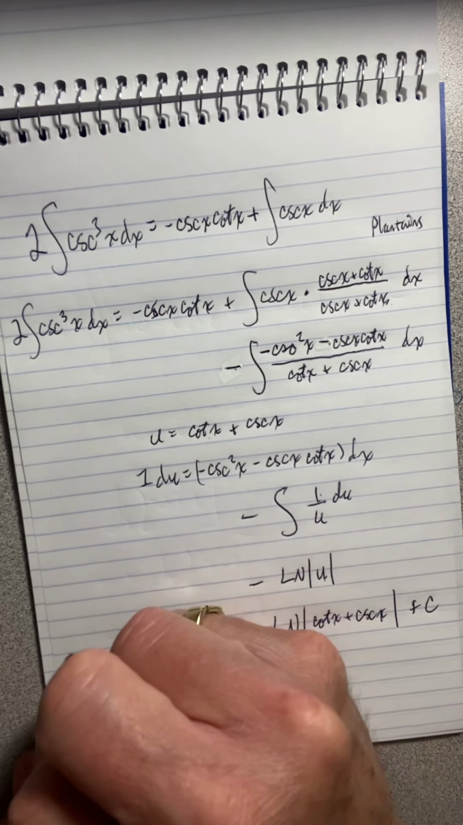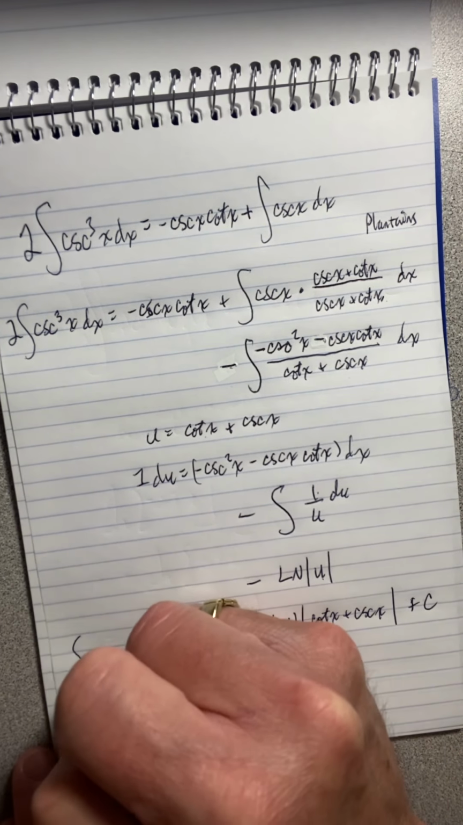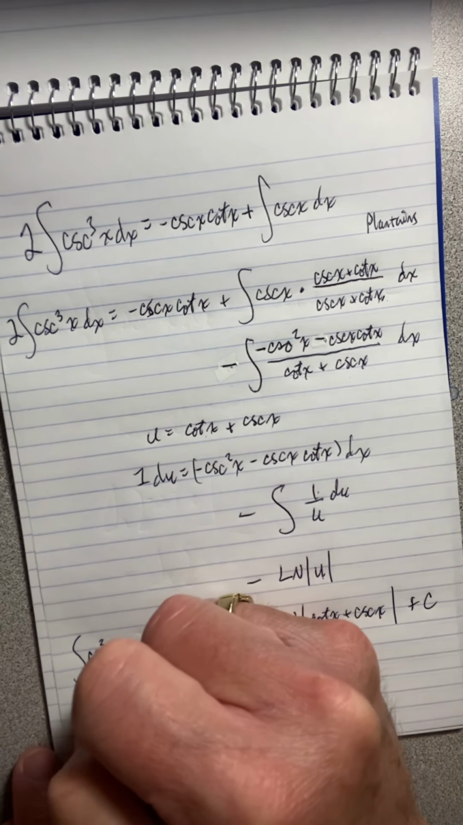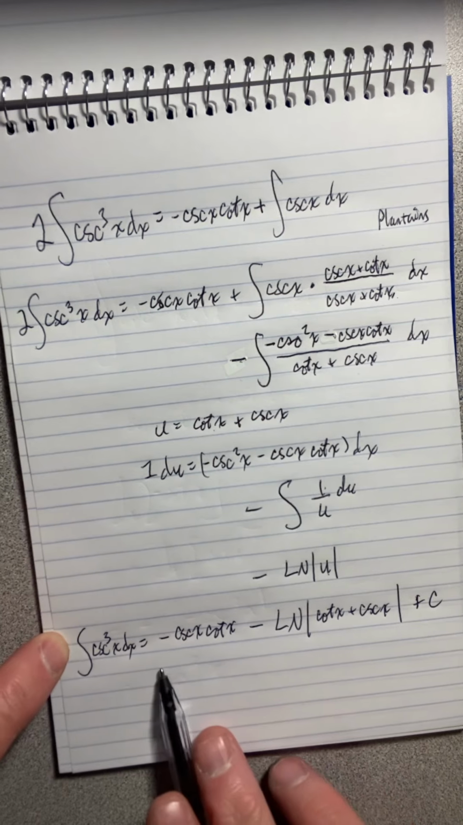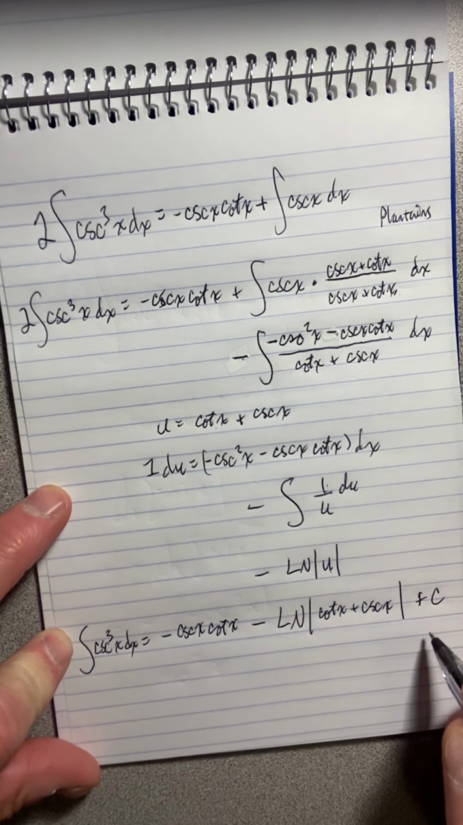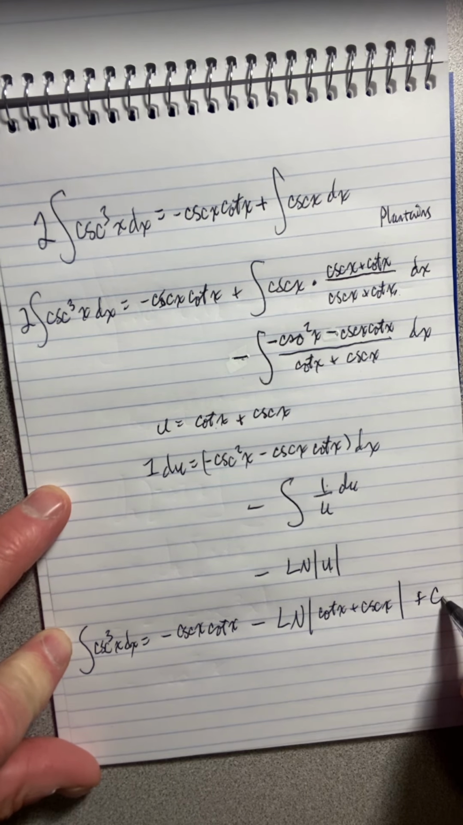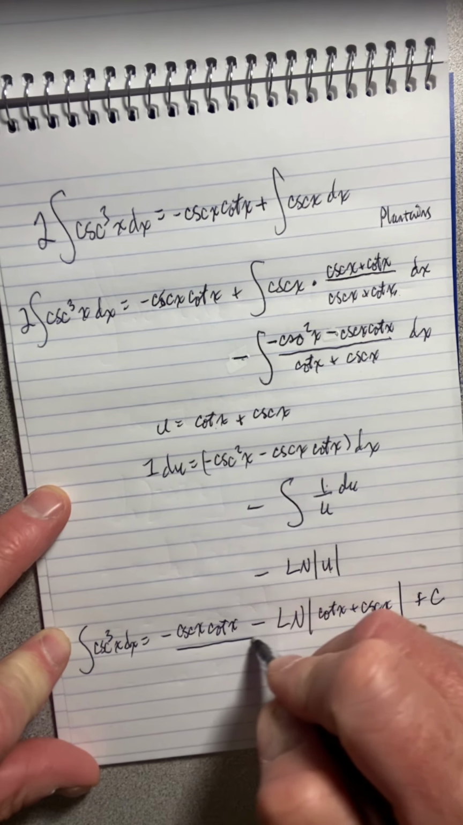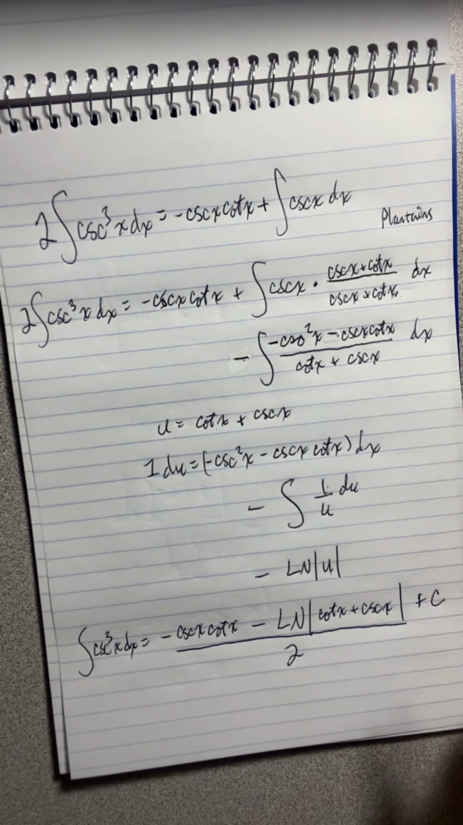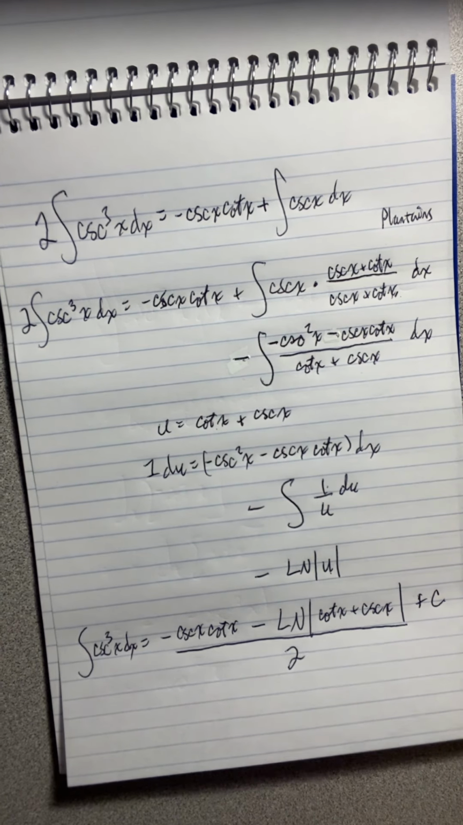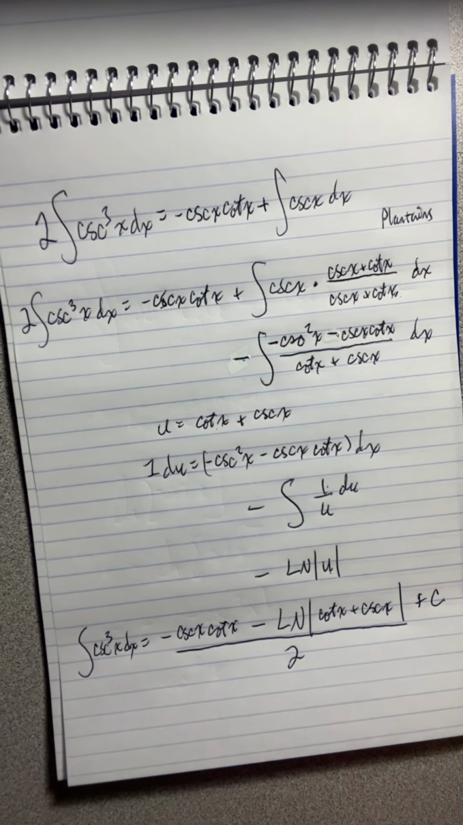So how do I get rid of that 2? You know, there's a 2 here. Well, you would just divide everything by 2. You can divide the c by 2, but it'd still be a c. So I'm just going to divide all of this by 2. The c is just some constant. So there's the antiderivative of cosecant cubed. Math made simple. Simpson Math.